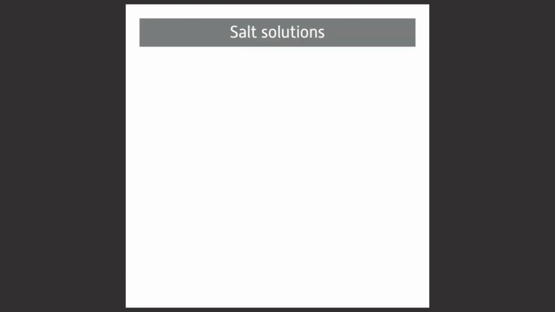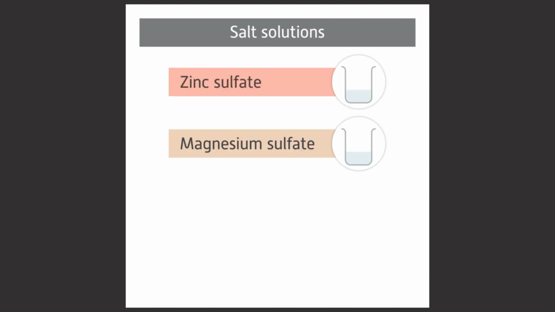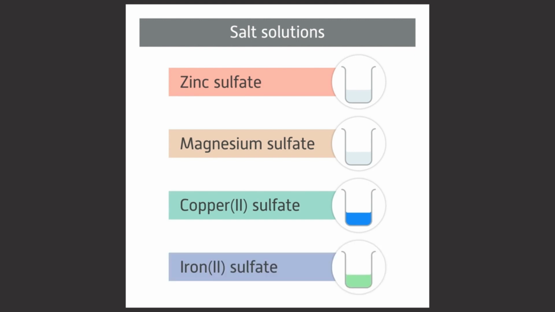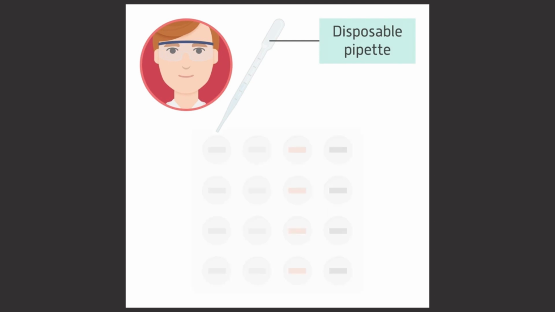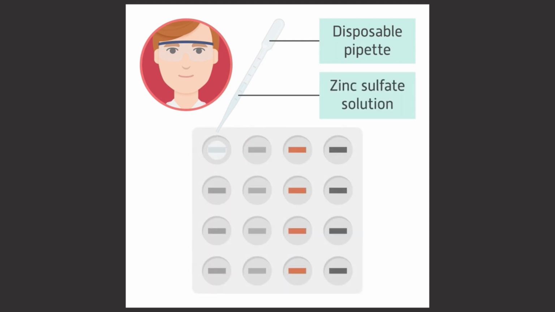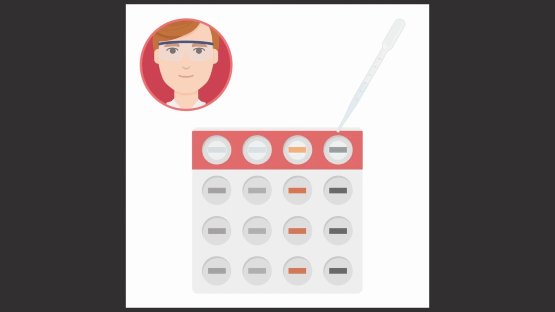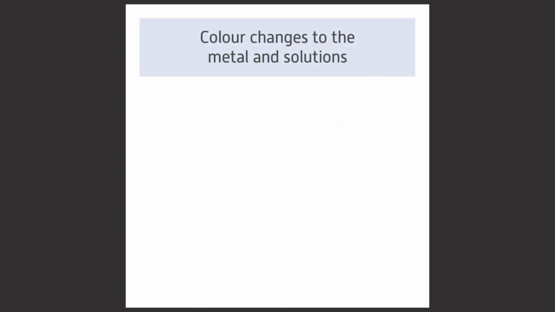You will also need salt solutions for each of the metals: zinc sulfate, magnesium sulfate, copper 2 sulfate and iron 2 sulfate. Wearing eye protection, use a disposable pipette to place a few drops of zinc sulfate solution into the dimples in the first row. That's the horizontal line of dimples. Watch carefully for any colour changes to the metal and solutions.